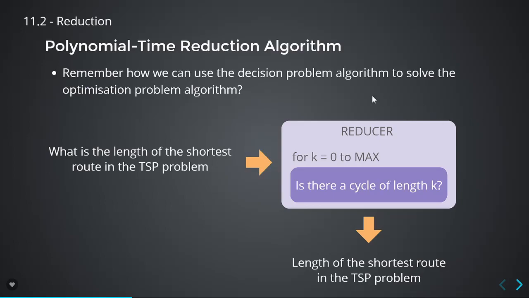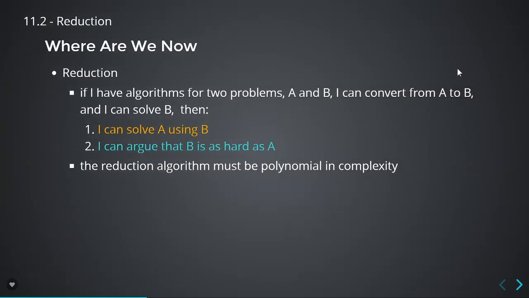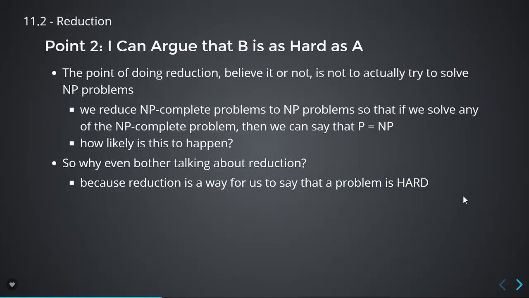And we can now move on to point 2, which is the more important one. Point 2 is, I can argue that B is as hard as A. You may find this hard to believe, but this is the main point, at least for us anyway.